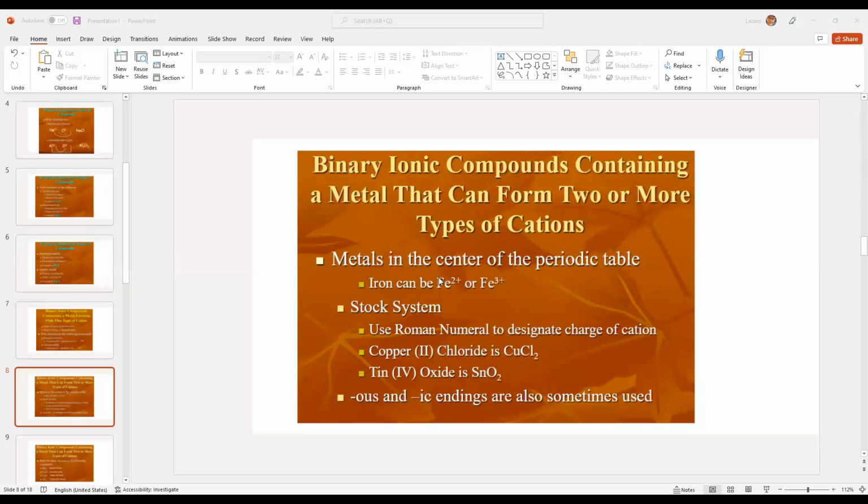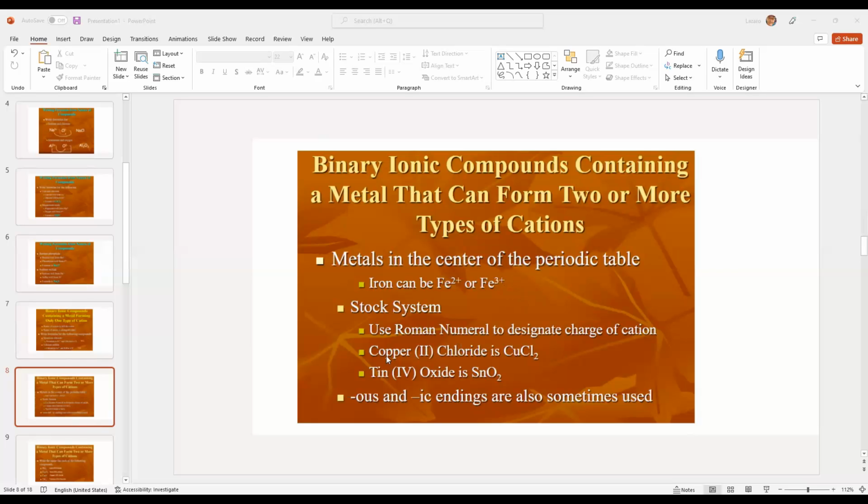Here you have another problem. You have cations that have more than 1 oxidation number. This is the case of iron, which is a transition element, and iron can have oxidation number +2 or +3. In order to distinguish one from the other, you have to write the charge using Roman numerals. In this case it will be iron 2. In this case, iron 3.